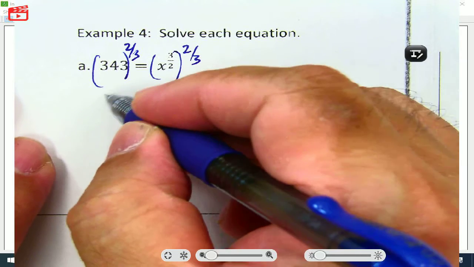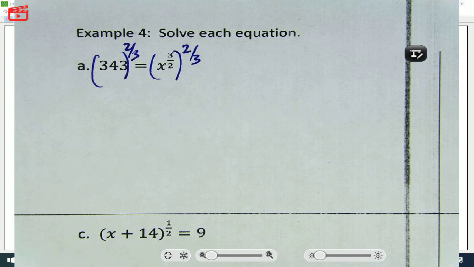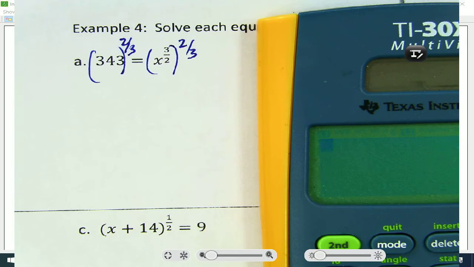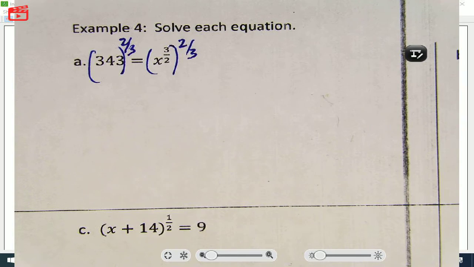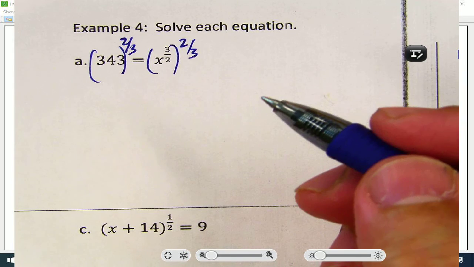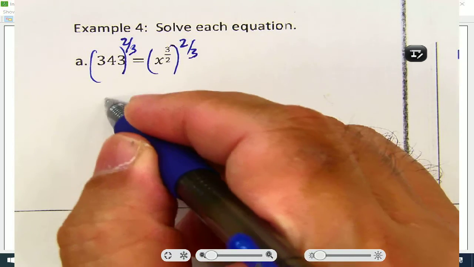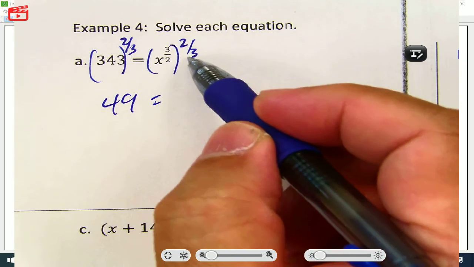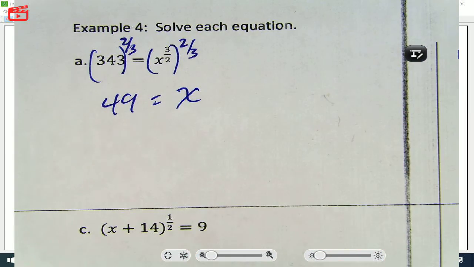On the left side, you can just put that in the calculator. What's 343 to the 2/3? You just put that in the calculator. 343 to the 2/3. You can just do 2 divided by 3 in the exponent, and it gives you 49. So 49. And on the variable side, those exponents cancel each other, so it's just x. And that's the answer to A.